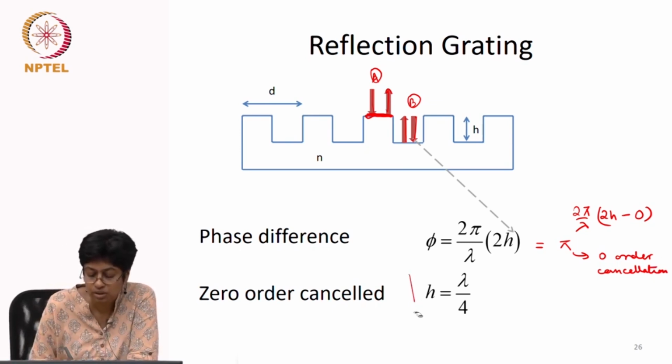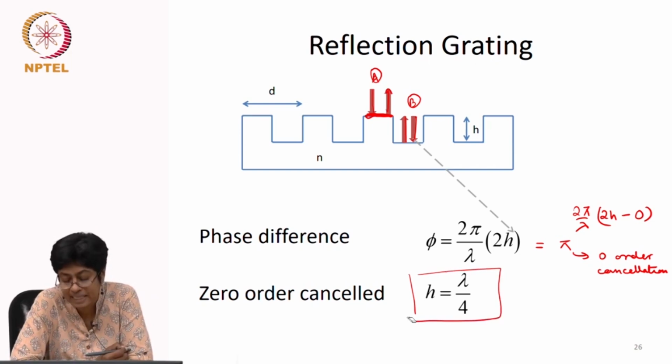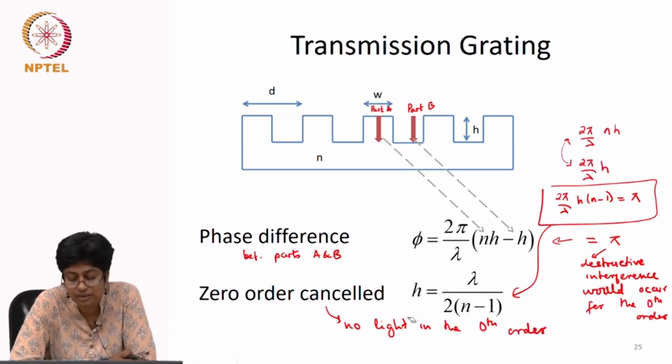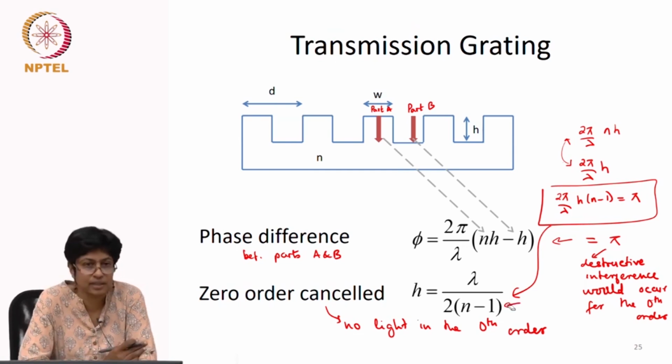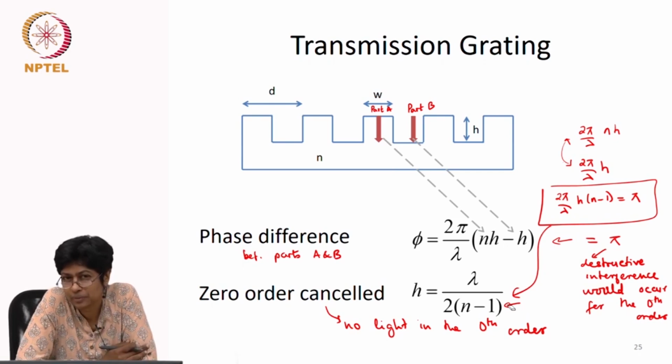It reduces to this. So in a reflection grating, if I want to cancel the 0th order, I have to choose the height of the grating to be lambda by 4, whereas in the case of the transmission grating, I had to choose the grating height to be lambda by 2, as well as take into account the refractive index.